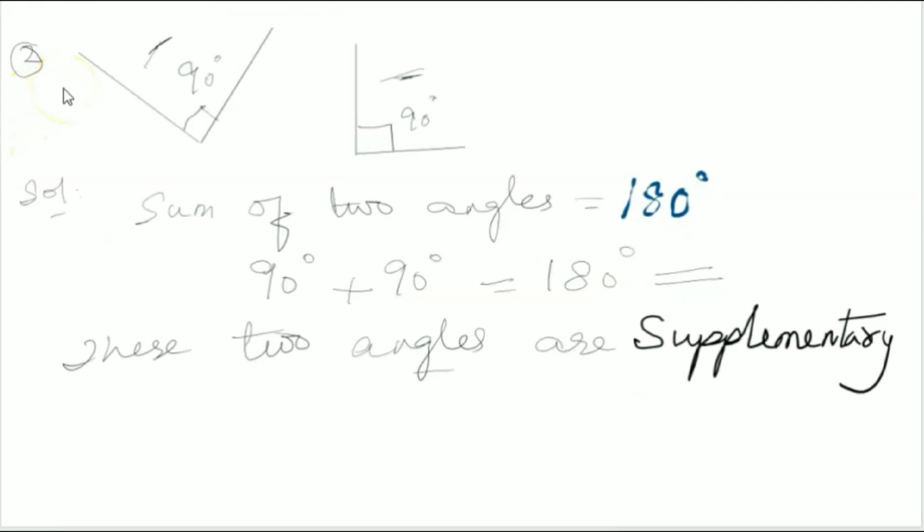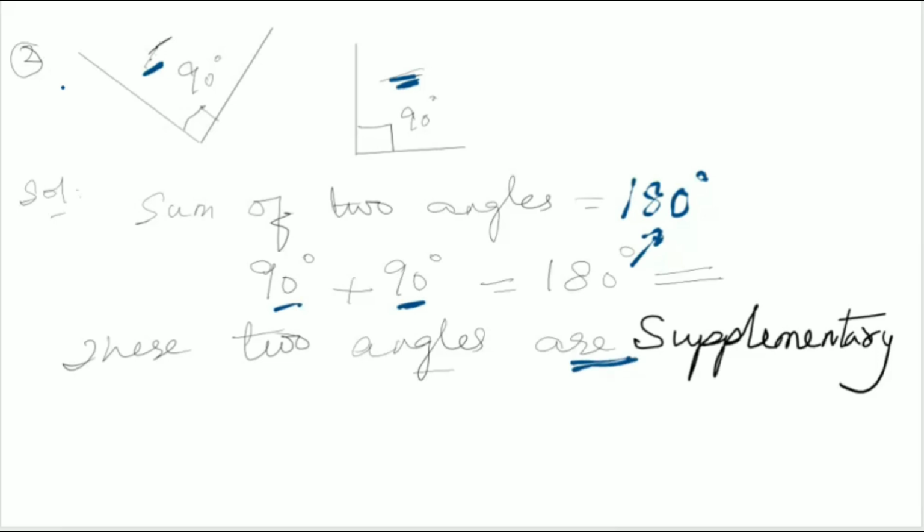Now the second example is, we have two angles, 90 degrees and 90 degrees. Sum of two angles is equal to 180, we will write, and then we will add those two angles, 90 plus 90. 90 plus 90 is equal to 180 degrees, as per our definition. So we will say, since the sum of 90 and 90 is equal to 180, these two angles are supplementary angles.